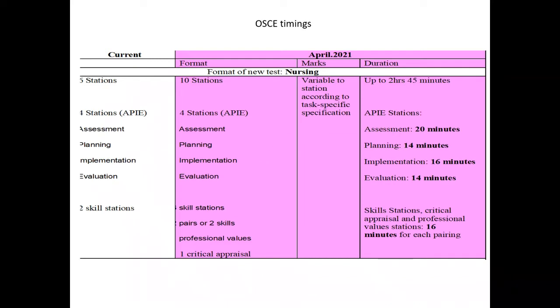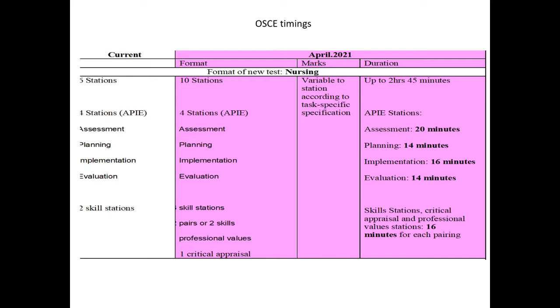So for your APIE, you're going to have a scenario. You'll be given a scenario either in a hospital setting or a community setting, which would be in a patient's home or in a residential home. In that scenario, you will have a chance to read it before your station starts, with relevant documents such as an admission document detailing whatever you need to know about your patient.